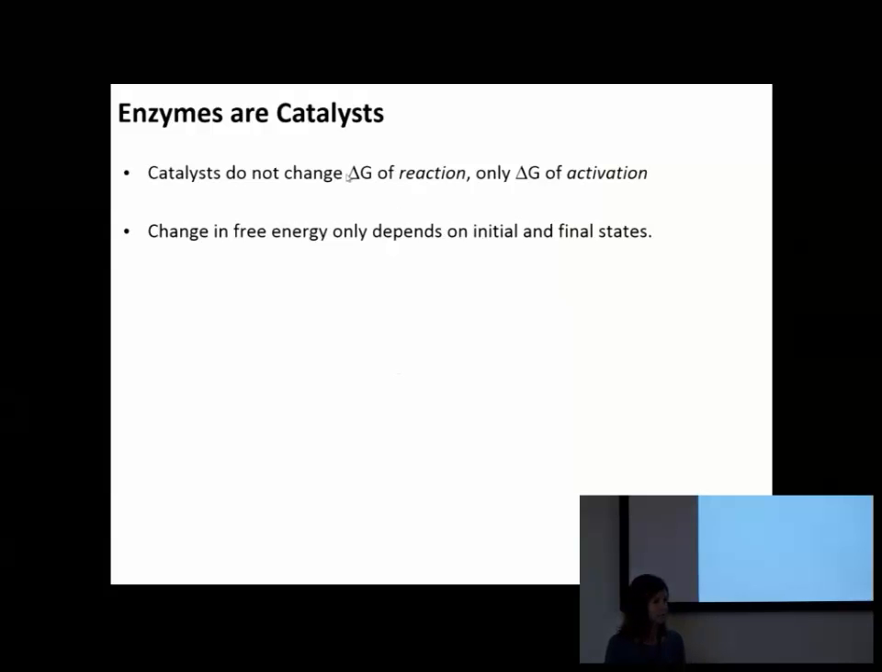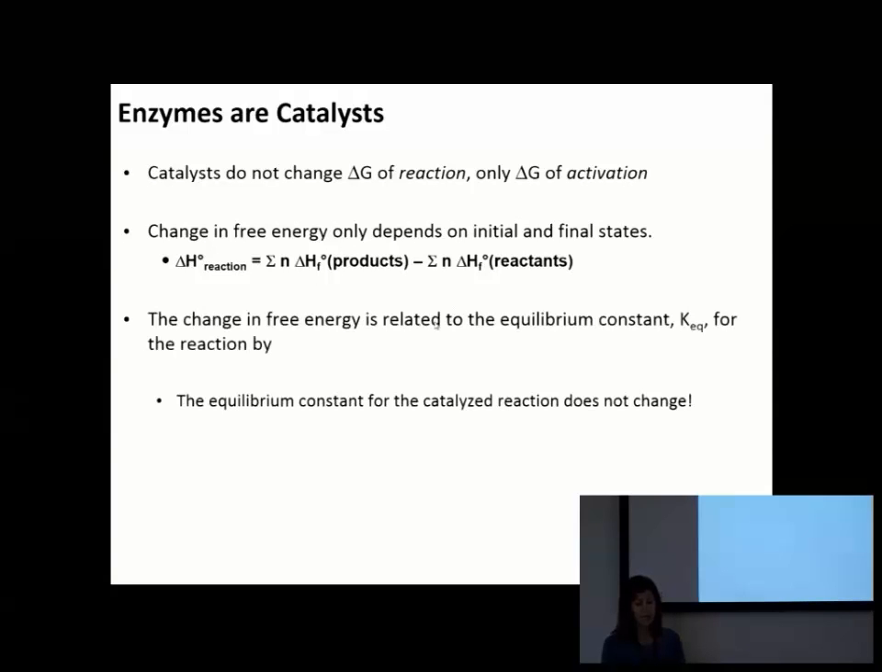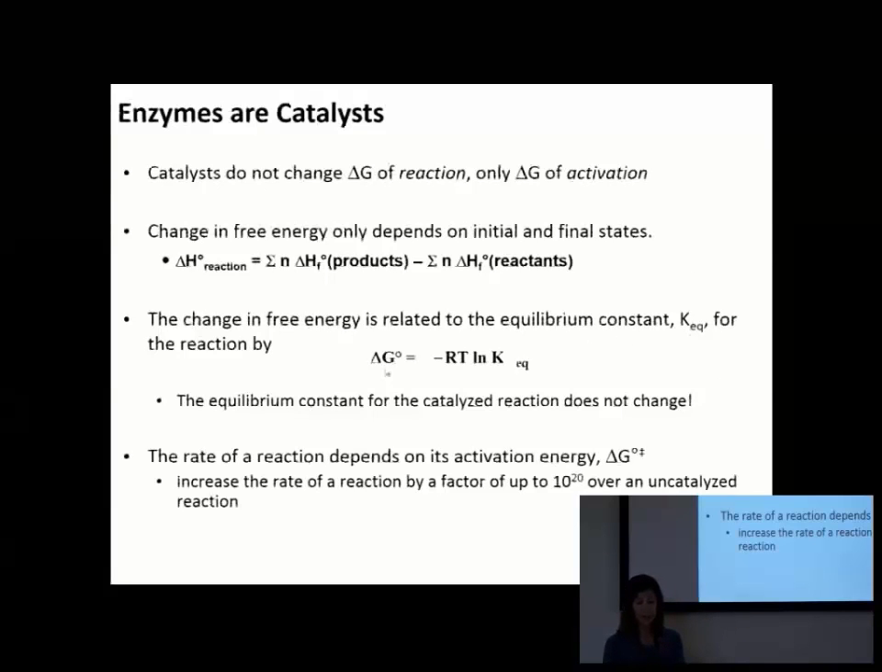Okay? So the change in enthalpy of the reaction is, remember Hess's law, products minus reactants. It's also not going to change, because a catalyst doesn't change the free energy of the reaction or the enthalpy of the reaction, so it's not going to change the equilibrium constant, right? Because the equilibrium constant is dependent upon the change in free energy, the delta G. Now, it can change the free energy of activation quite a bit, all right? It can increase the rate of the reaction by 10 to the 20th.